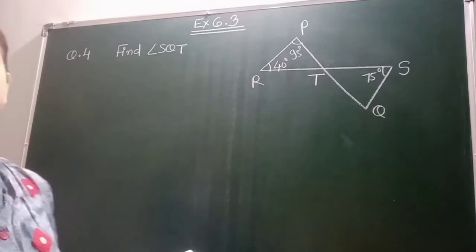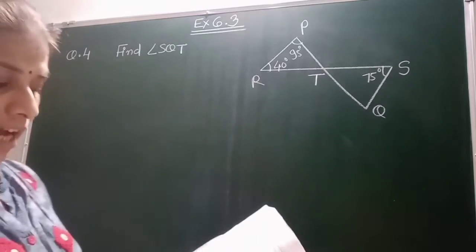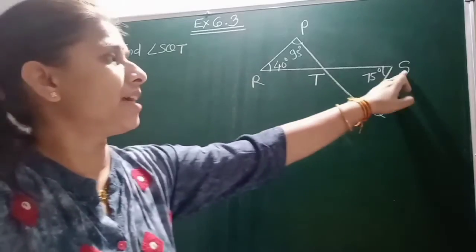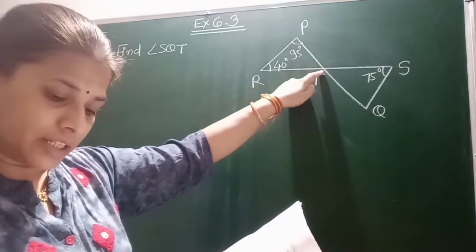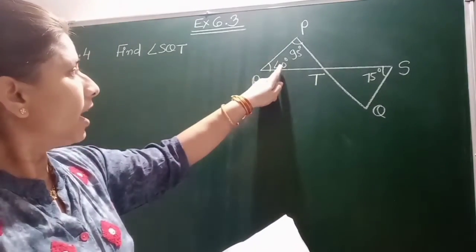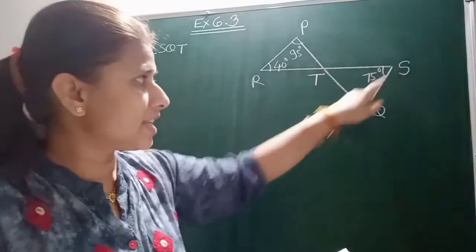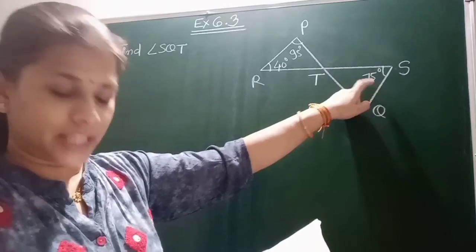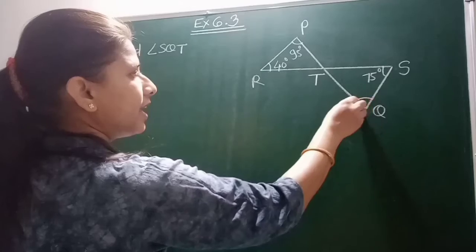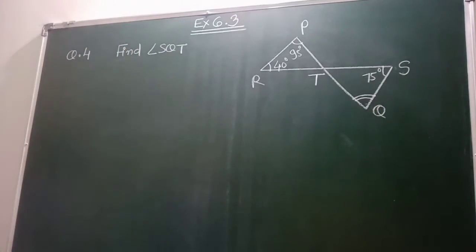Question number 4 of exercise 6.3 is, if lines PQ and RS intersect at point T, such that angle PRT equals 40 degrees, angle RPT equals 95 degrees, and angle TSQ equals 75 degrees, then we have to find angle SQT. This angle SQT we have to find. So how can we solve, student?